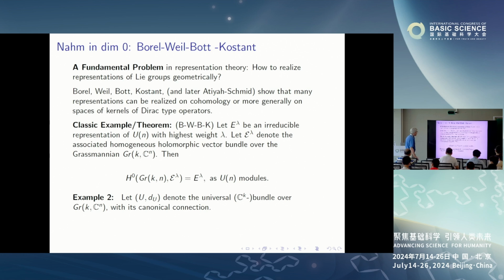And let me specialize a little further. Suppose we let U be the universal C^k bundle of the Grassmannian. So at a k-plane, the fiber is that k-plane. And let D_U denote its canonical connection. Then you can split D_U as a \bar∂ operator, this is the part that raises the dz-bar degree, and the part, what I call ∂_U, the part that raises the dz degree. And you can look at D_U plus D_U star, which defines a Dirac operator. And if you look at the kernel of that Dirac operator, then it's C^n, again, as a U(n) module.